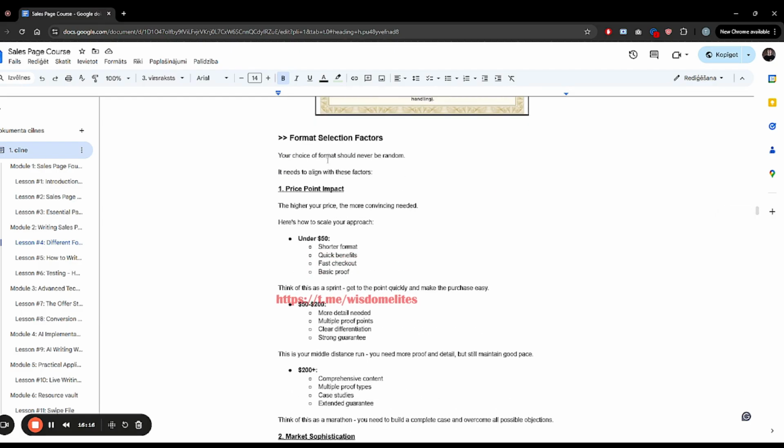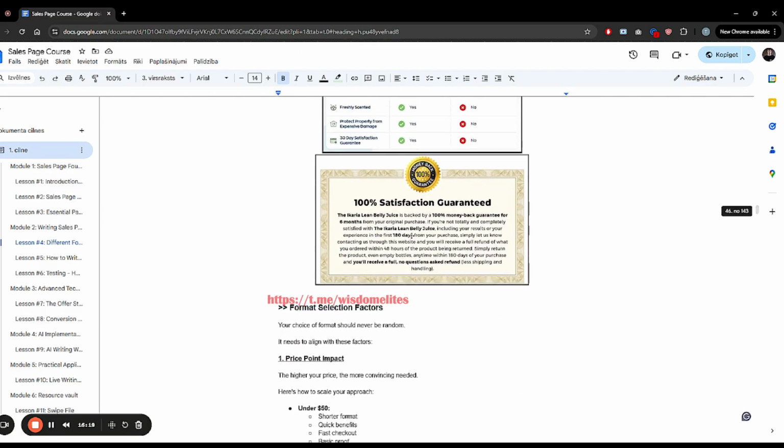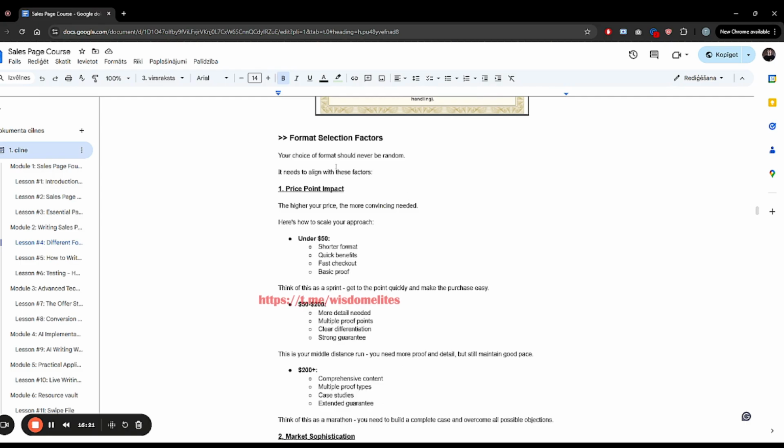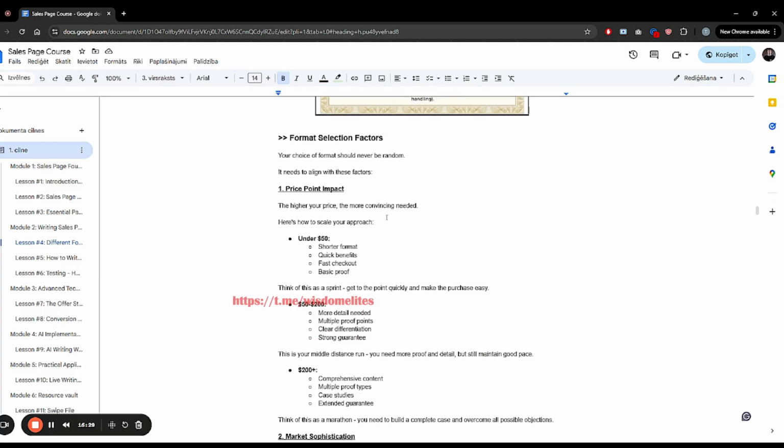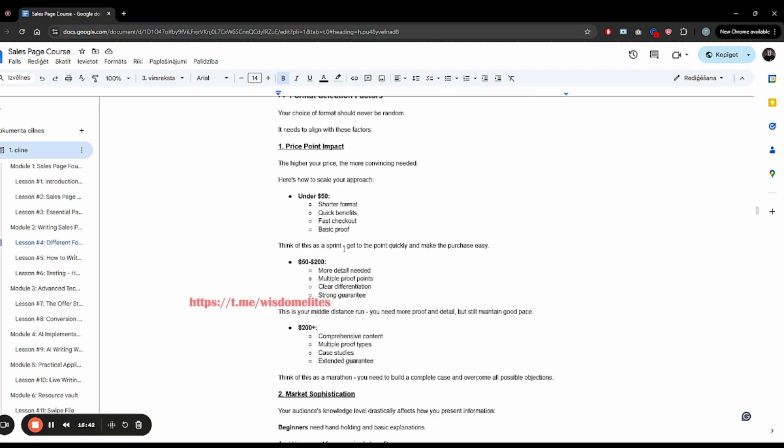Now the next part is about how to select the right format. Your choice of format should never be random. It needs to align with these factors. So number one is the price point. The higher your price, the more convincing is needed. So here's how to scale your approach. Under $50, products need shorter formats, quick benefits, fast checkout, basic proof. So think of it as a sprint.